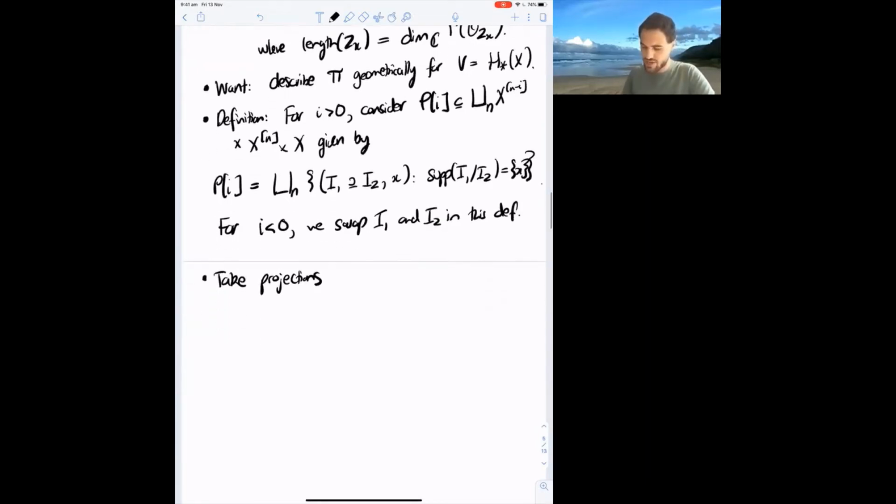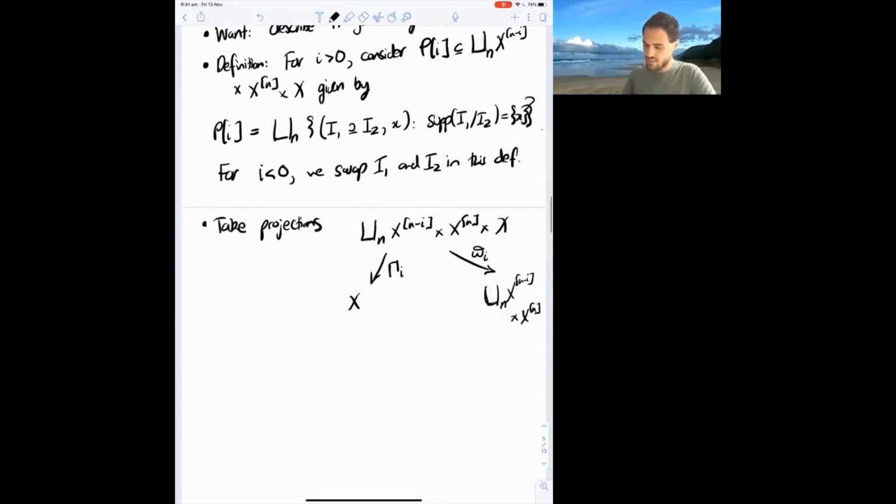Anyway, we're looking at all non-zero integers, and we have projections of the following form. This is our big space, and we can take a third projection to X. We'll call that pi I. So yeah, a lot of pi's around. This other map is going to be called var pi I. And this is just the projection onto the first two factors.